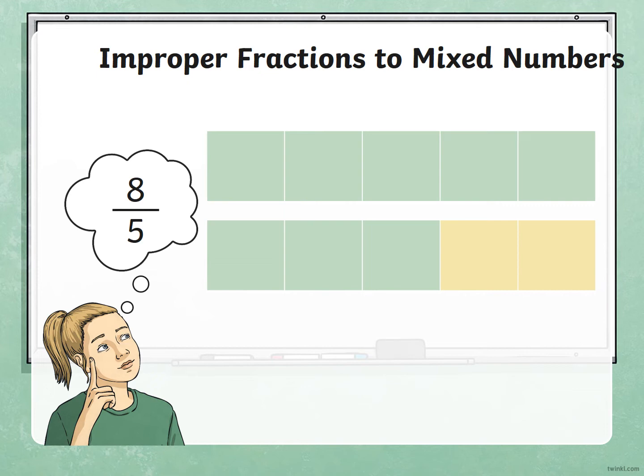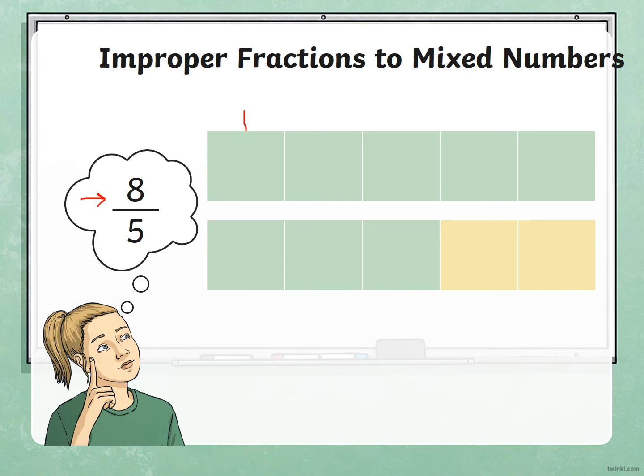Let's see if we can have a go at converting this improper fraction to a mixed number. So I'm just going to get my pen ready. As you can see here, we've got this fraction that's been given to us. We've got 8/5. Now there's a little kind of bar image on the right hand side which should be able to help you work that out.